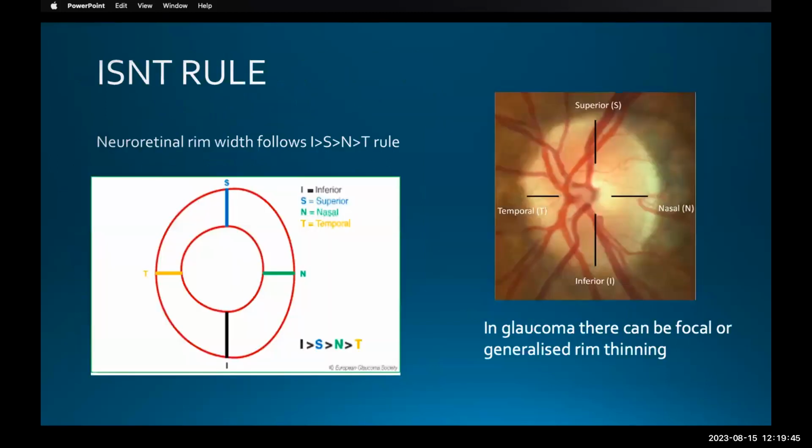ISNT rule is for neuroretinal rim width. What it says is that the thickest of the four zones will be inferior, followed by superior, then nasal, and then temporal. In glaucoma, there can be focal as well as generalized rim thinning. Although this is not obeyed by all the population, only 40% have been found to obey it.